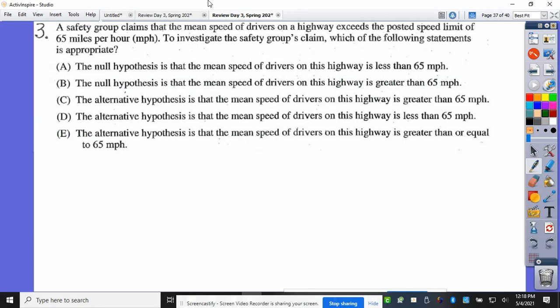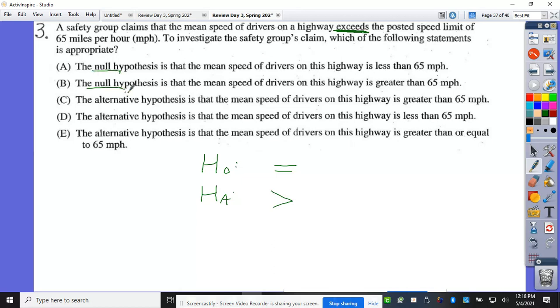Number 3, a safety group claims that the mean speed of drivers on a highway exceeds. So if it exceeds, it's talking about null and alternative. Without writing any numbers, just the math symbol, what has to go here for null? If we're talking about exceeds, what's going to go here for alternative?